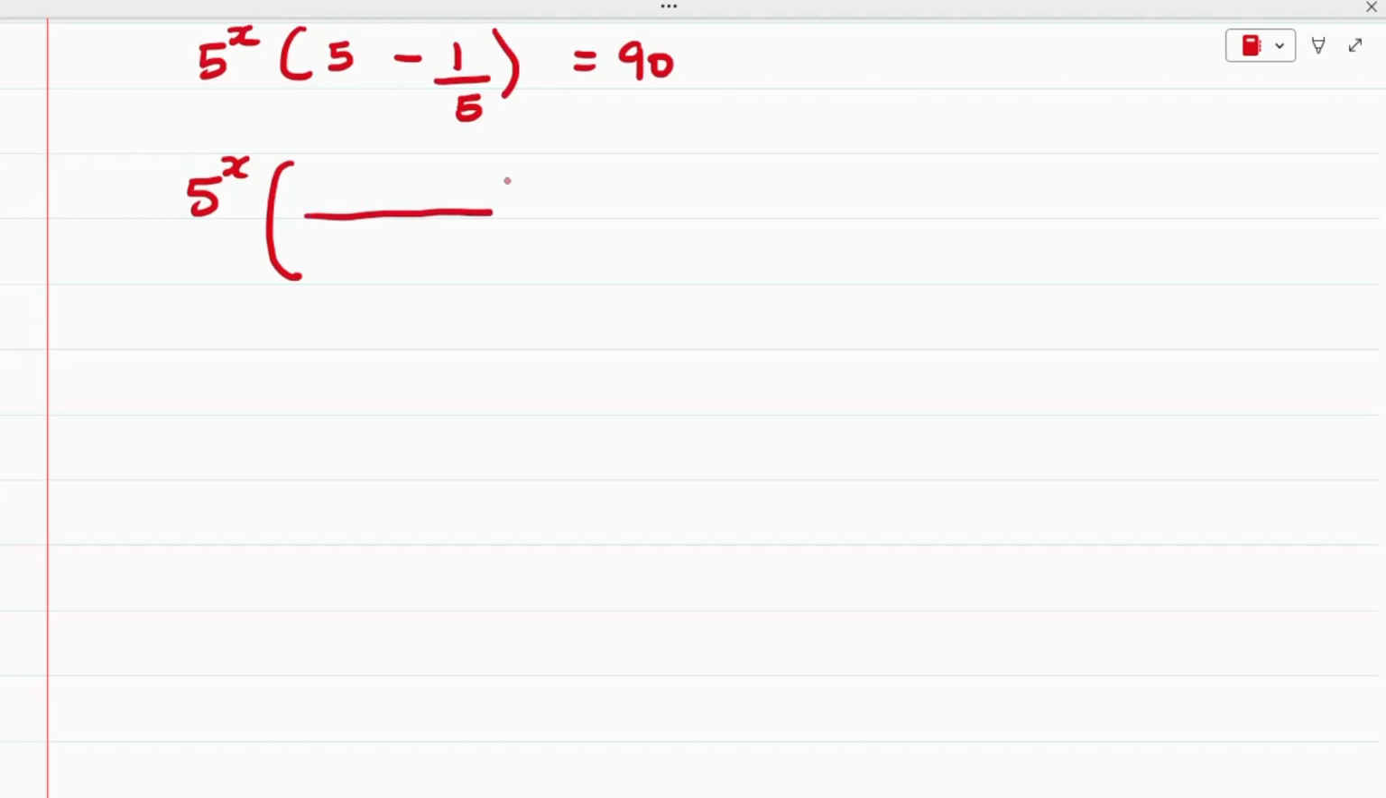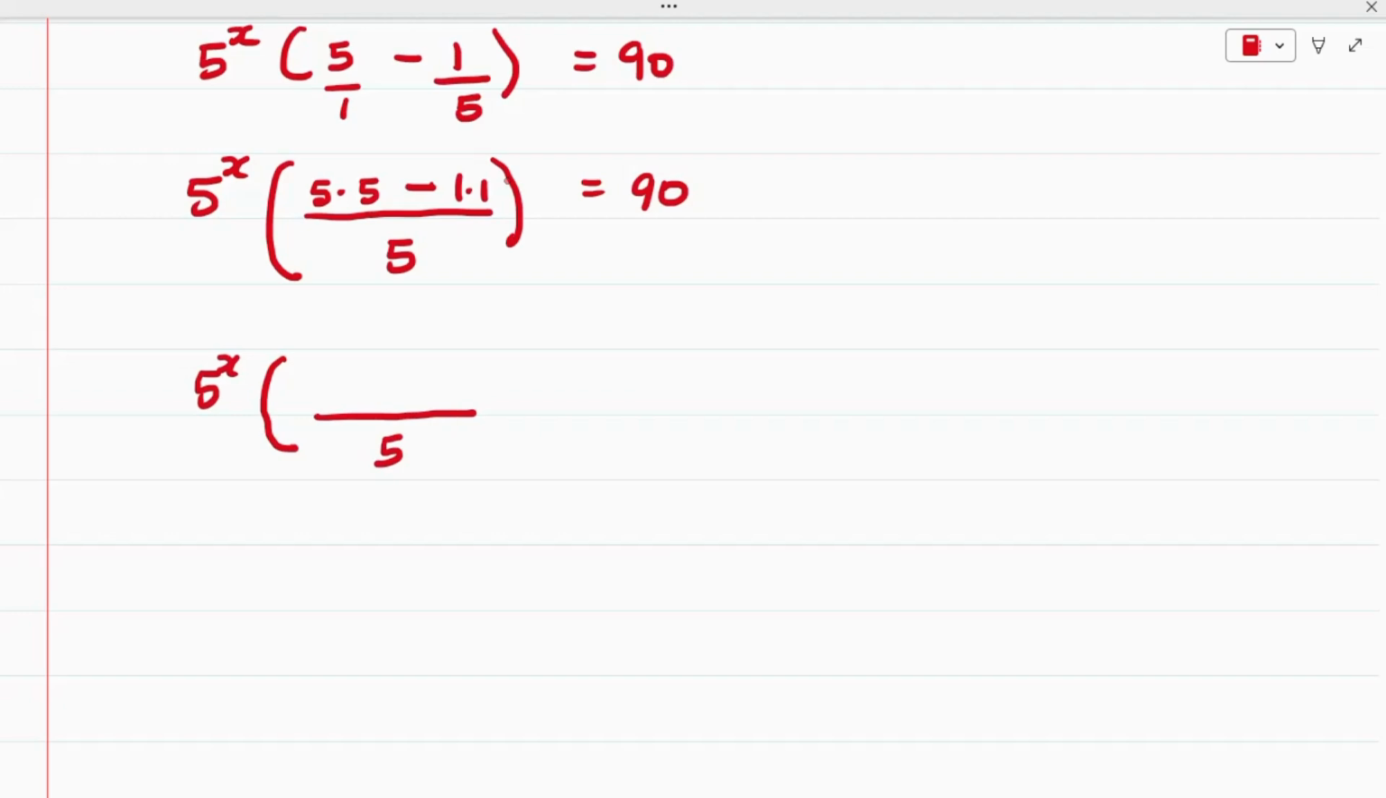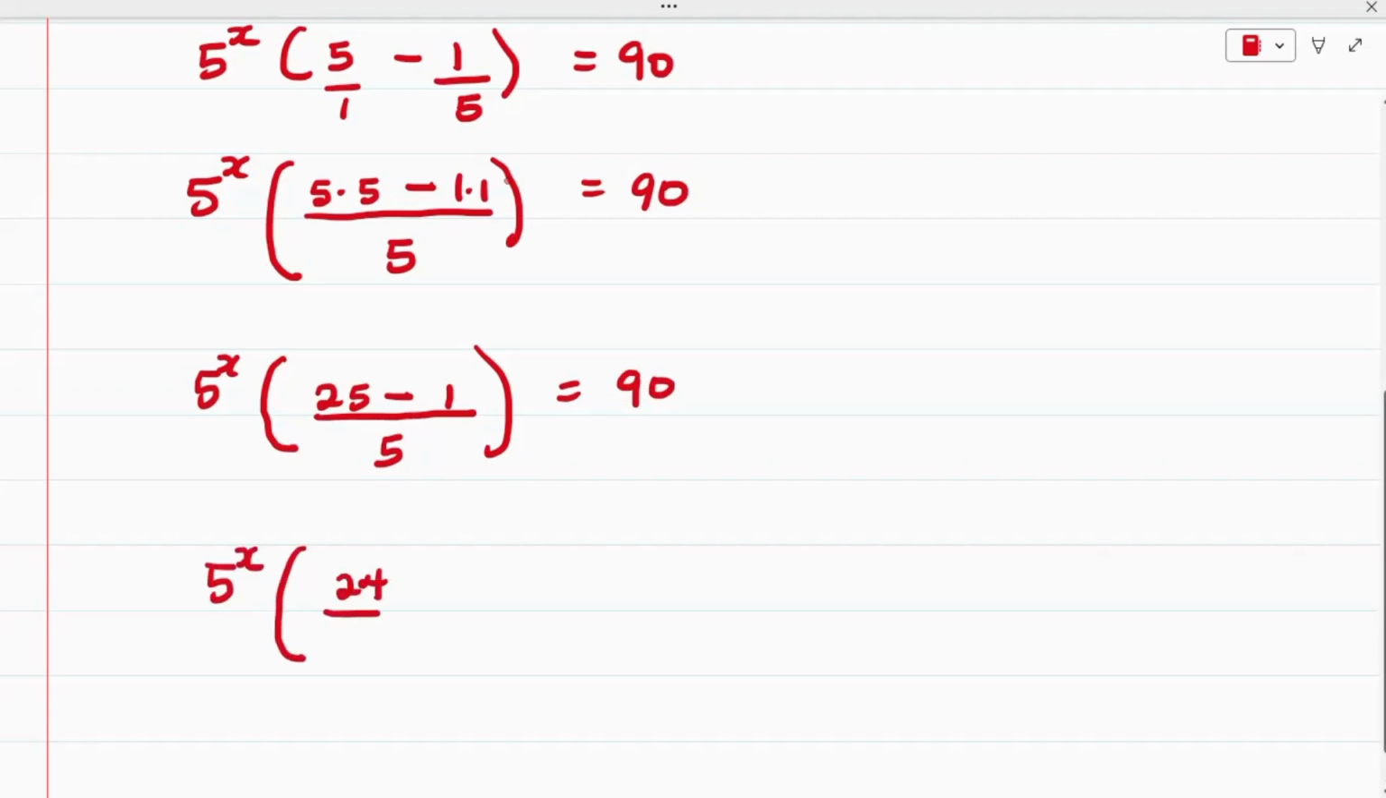So from here we have 5 raised to the power of x multiplied by... now we look for the LCM. We have the LCM to be 5, and this is over 1. 1 divided by 5 is 5, so we have 5 multiplied by 5 minus 1 multiplied by 1 over 5, and this is equal to 90. So we have 5 raised to the power of x multiplied by the LCM, which is 5. 5 multiplied by 5 is 25 minus 1 multiplied by 1 is 1, which is equal to 90. So we have 5 raised to the power of x multiplied by 25 minus 1 is 24 divided by 5, and this is equal to 90.